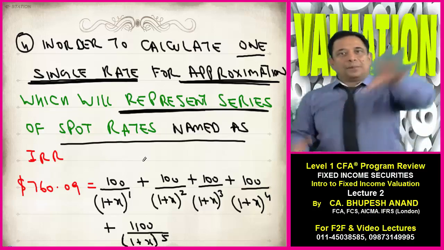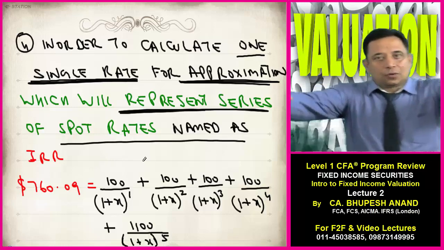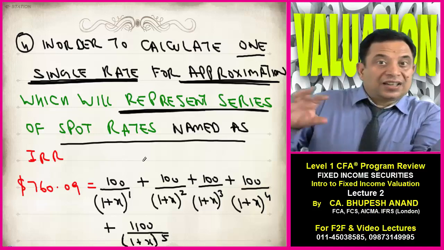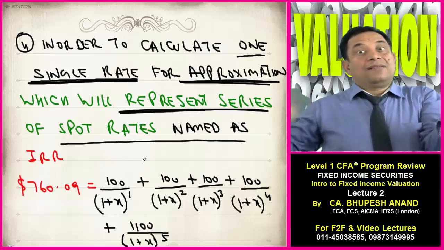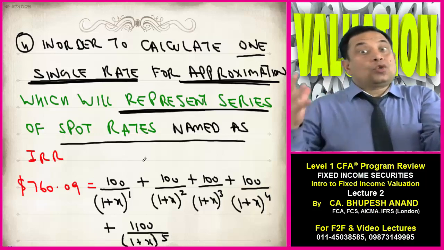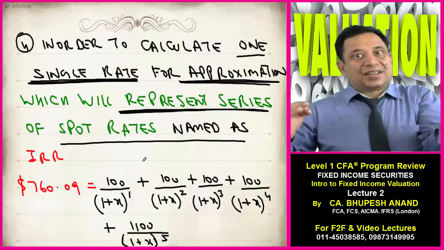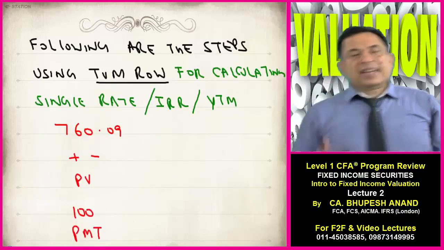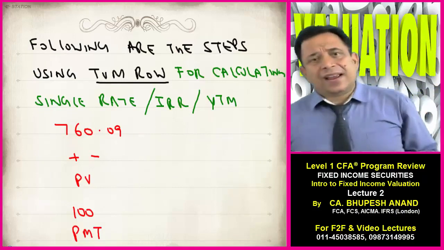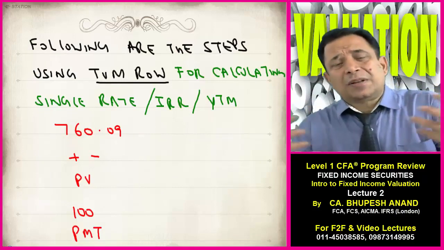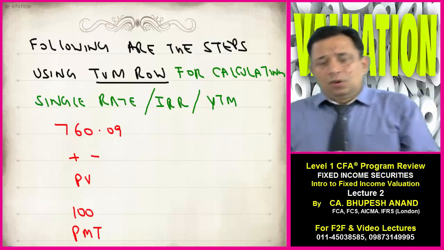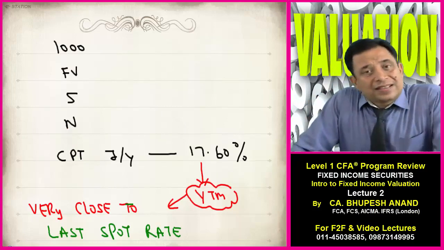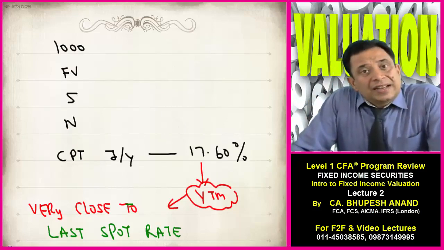I have used the formula: present value of inflows is equal to present value of outflows. 760.09 is the outflow from the pocket of the investor, and the coupons which he will get in future are the cash inflows. But I don't know the discounting rate, that's why I have written x. With the help of the calculator and the TVM function, I can calculate the rate I/Y which equates the present value of minus 760.09, with PMT of 100, a future value of 1000, and N as 5. Computing I/Y, that comes to 17.60.